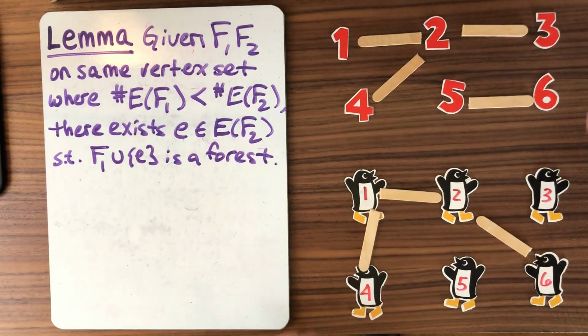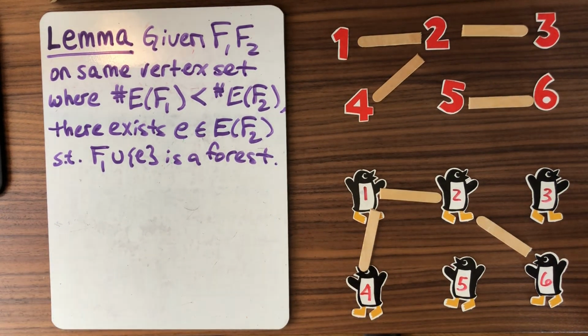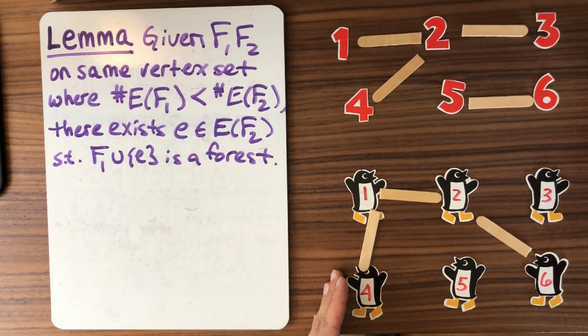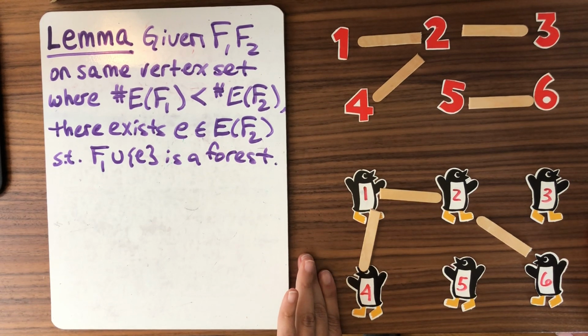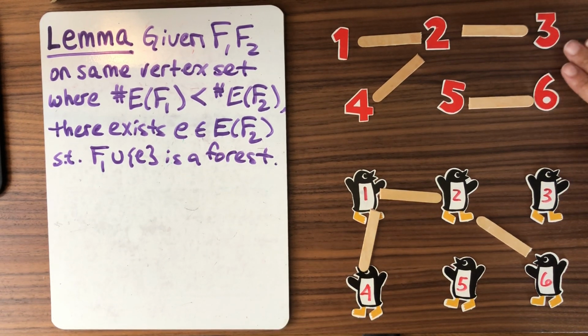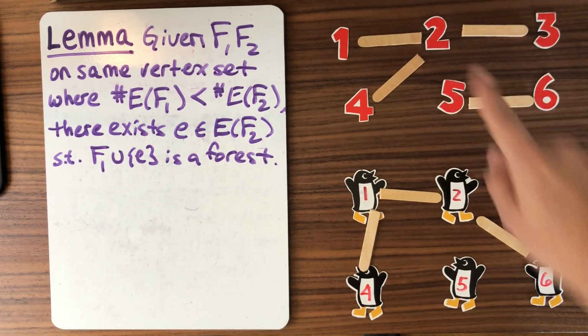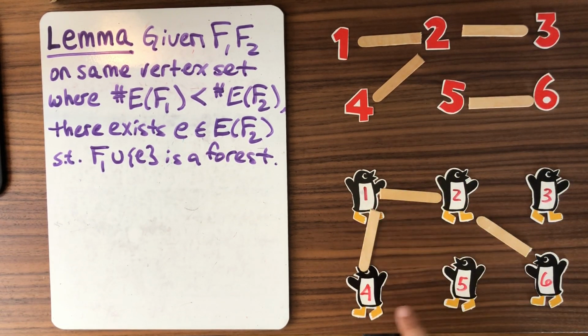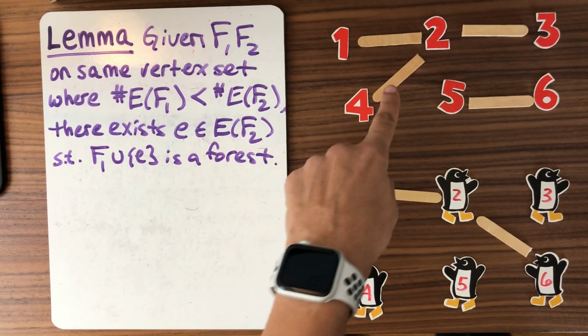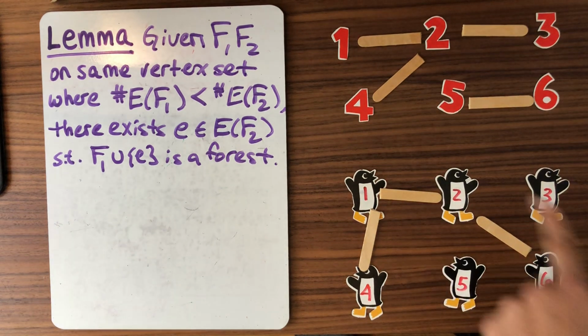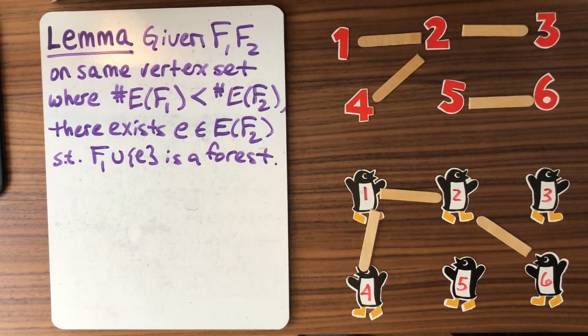Given 2 forests, which I have here, on the same vertex set, which of course I do, the numbers 1 to 6, if the number of edges of forest 1, which apparently is down here, is less than the number of edges of forest 2, which is up here, then there's some edge up here that I could add down here, so the result is still a forest. Let's see that that's true. It's saying that there's some edge up here that I can add to this forest so that the result down here is still a forest.